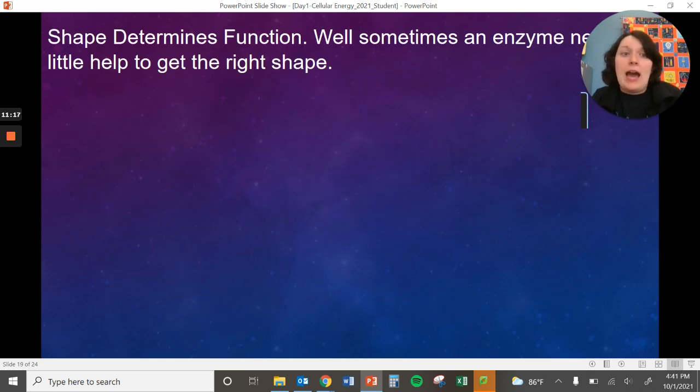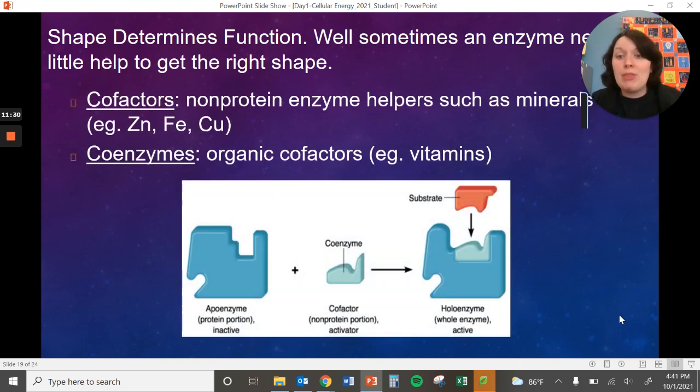Okay, in the past we've talked about how the shape determines the function. So the shape of our enzyme will determine the function of what it is doing. But sometimes enzymes need a little help getting the right shape so that they can have the proper function. So there's some things that can help with this. Cofactors and coenzymes are going to help our enzyme make the correct shape. So cofactors and coenzymes have a similar function, but they're just made out of different things. Cofactors will be made out of minerals such as zinc, iron, or copper, and coenzymes would be like vitamins that are involved. So they're going to help make the correct shape for our enzyme.